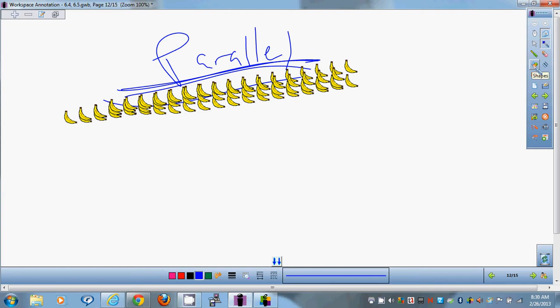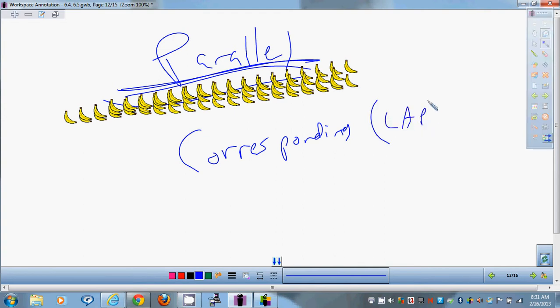One of them is corresponding, which has R's in it. Corresponding angles. And you would use that by using the corresponding angles postulate. Or the only other one you will pretty much ever need is alternate interior. Alternate interior. That's what we're using right now. Now, let me go back to the other time we used this.